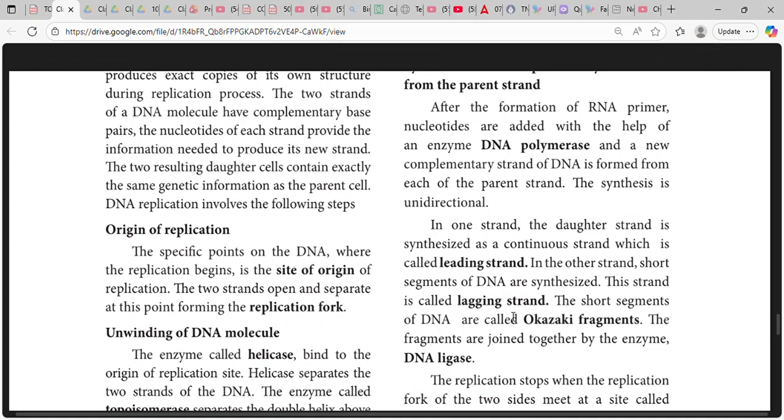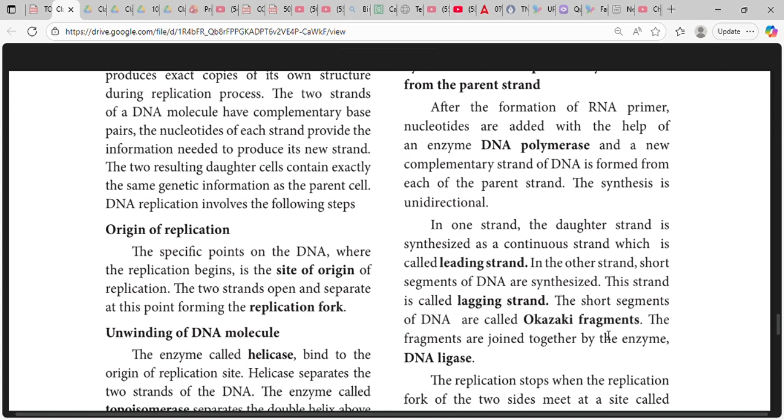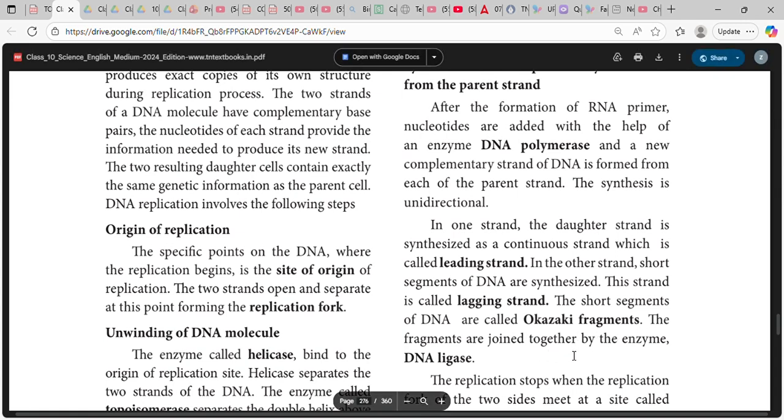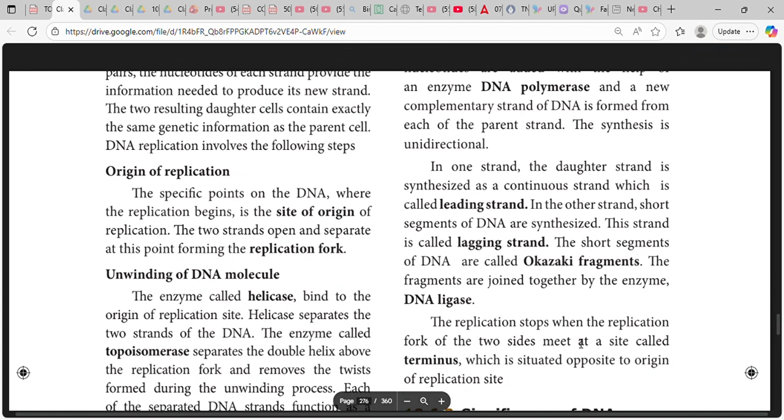This strand is called the lagging strand. The short segments of DNA are called Okazaki fragments. The fragments are joined together by the enzyme DNA ligase. The replication stops when the replication forks of the two sites meet at a site called the terminus, which is situated opposite to the origin of replication site.